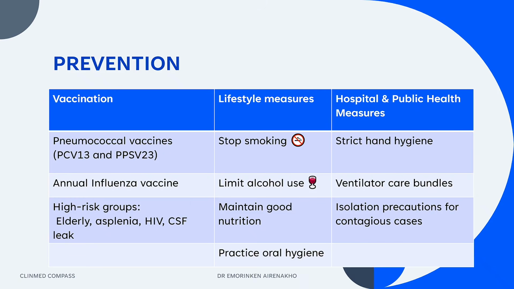High-risk groups include the elderly and immunocompromised, like HIV, those with asplenia, and also those with CSF leak. Then lifestyle measures like limiting alcohol, stopping smoking, maintaining good nutrition, and practicing oral hygiene. This helps to reduce aspiration risk. Infection control such as hand washing, ventilator bundles in ICU, and isolation of contagious cases, especially in cases like flu, are also important public health measures.